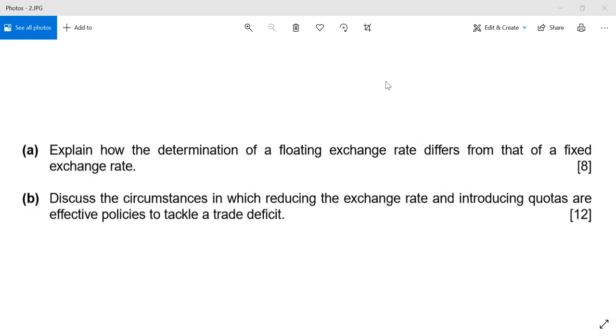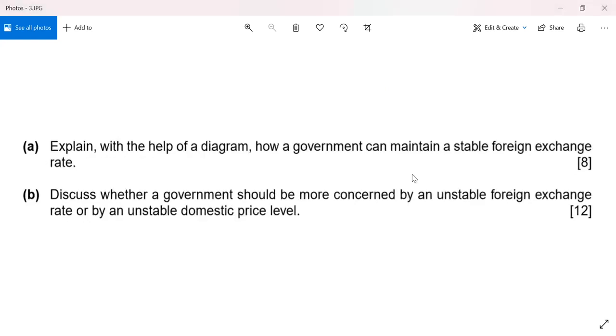Okay. Now the next question is on stable foreign exchange rate. Let's do this one. Explain with the help of a diagram how a government can maintain a stable foreign exchange rate.